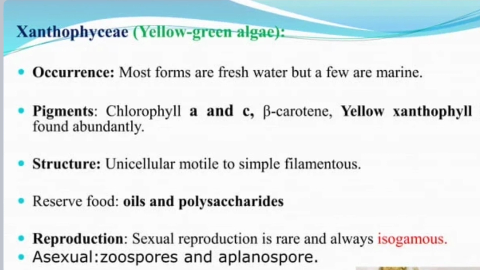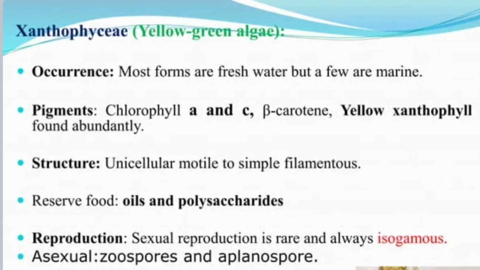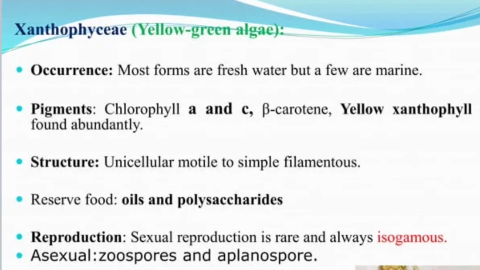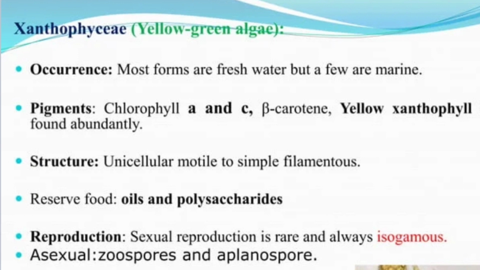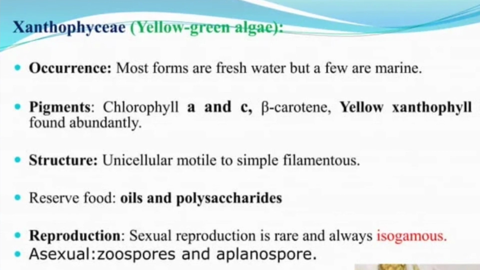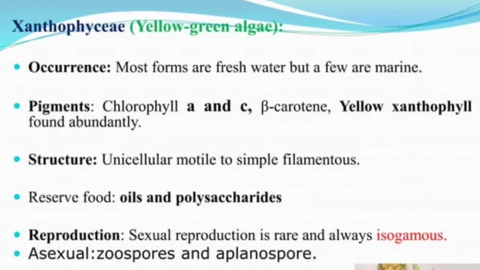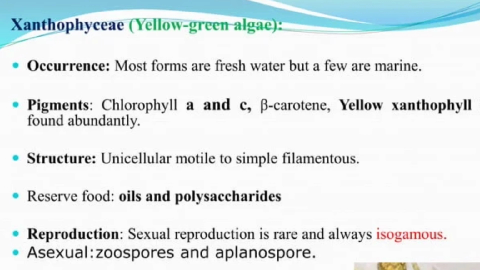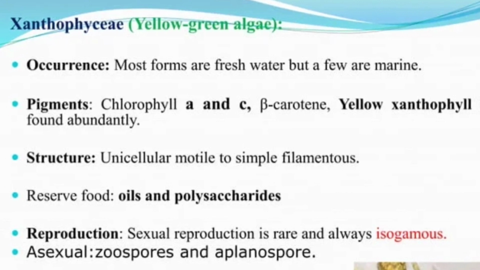Xanthophyceae, yellow-green algae. Example: Vaucheria. Occurrence: most forms are freshwater but a few are marine. Pigments present are chlorophyll A and C, beta carotene, and yellow xanthophyll found abundantly. Structure: unicellular motile to simple filamentous forms. Reserve food: oil and polysaccharides.